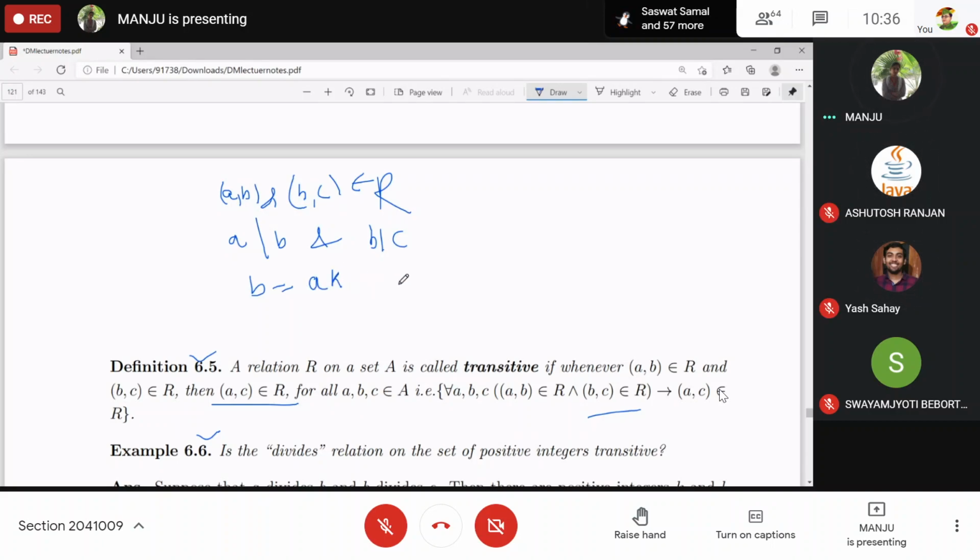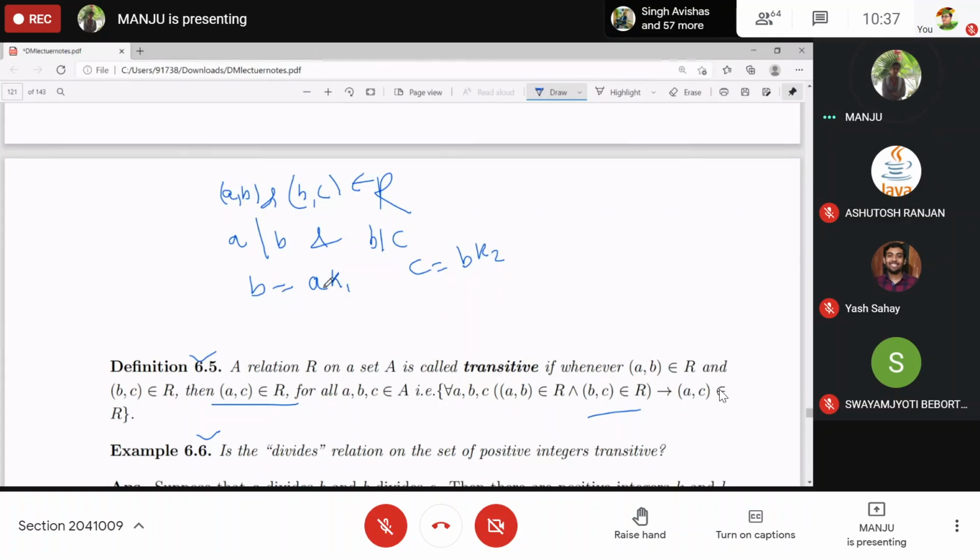K. Okay. And B divides C. Then C is the multiple of B, right? So K1, K2 you can just say, or you can consider C = B into K2. Okay.